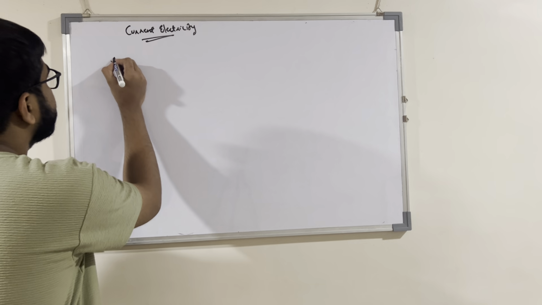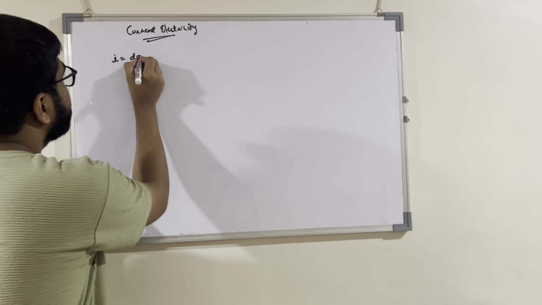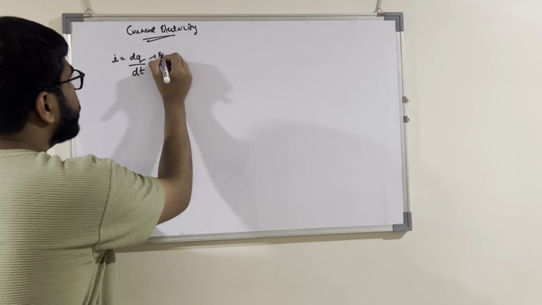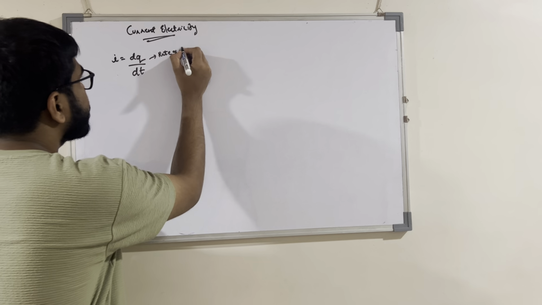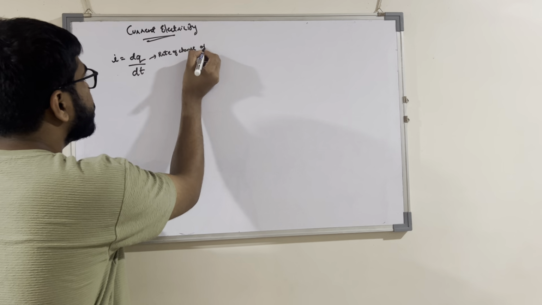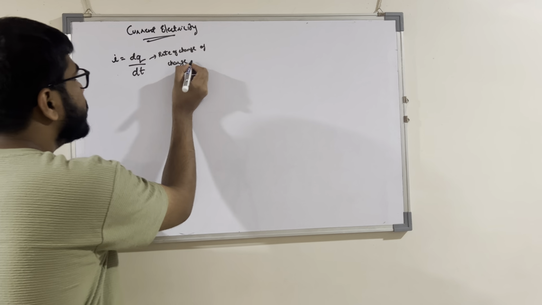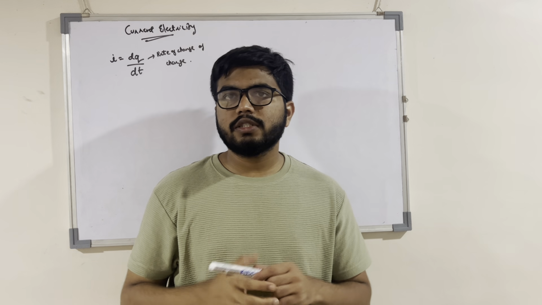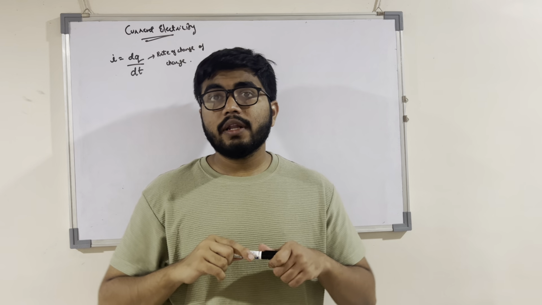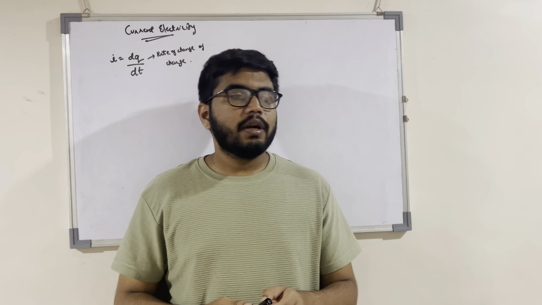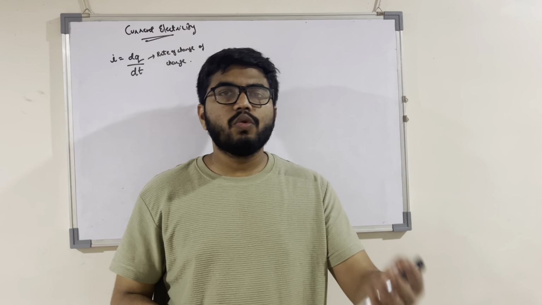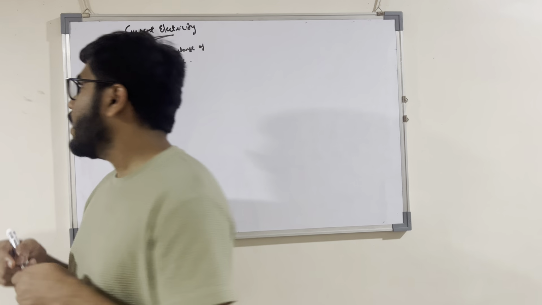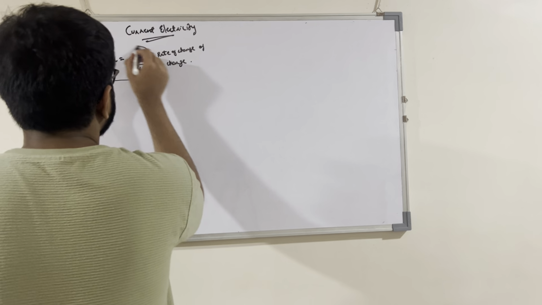So firstly, current I is equal to dq by dt. It's the rate of change of charge. So how quickly the charge is changing, in how much time, that is important. The charge is changing, okay, but in how much time is important, right? Like someone is doing something in 2 hours and someone is doing something in 5 hours. So in respect to time, having this definition is important.